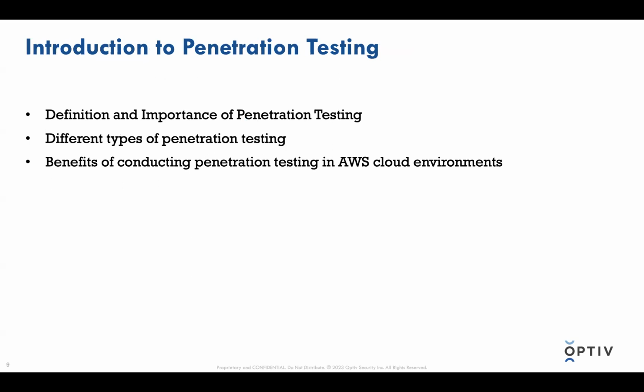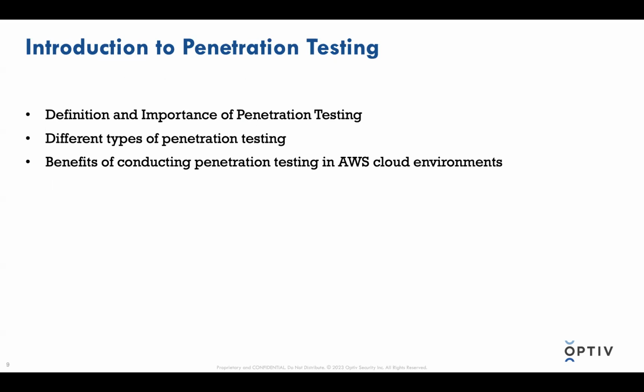I would like to discuss the critical aspect of ensuring the security of AWS cloud environments, penetration testing. Penetration testing, also known as ethical hacking, is a proactive security assessment technique that simulates real-world attacks to identify vulnerabilities and assess the effectiveness of our security controls.